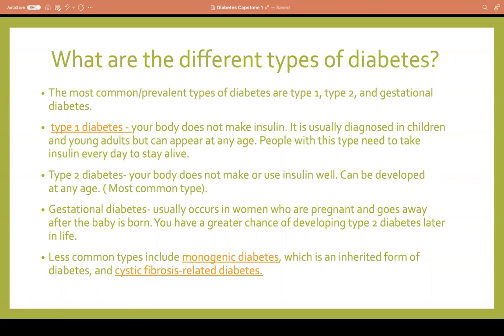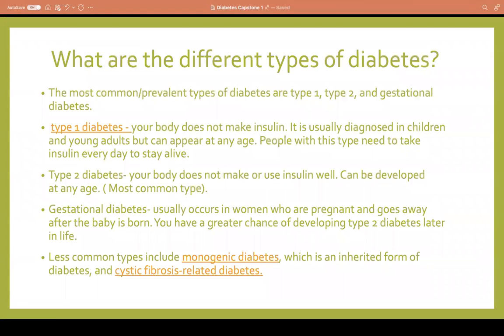So what are the different types of diabetes? The most common and prevalent type of diabetes are type 1, type 2, and gestational diabetes. Type 1 diabetes occurs when your body does not make insulin. It is usually diagnosed in children and young adults, but can appear at any age.